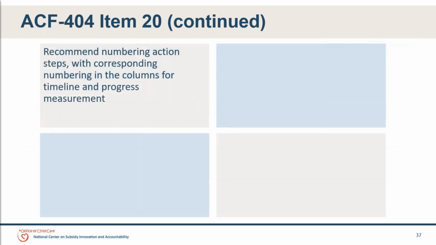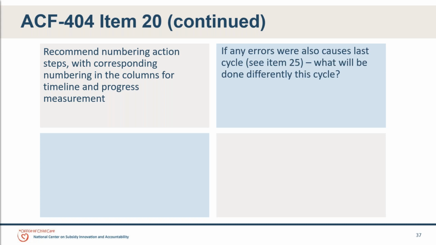A few more pointers on this item. If you have an error cause with more than one action step, we recommend that you number those action steps and then have corresponding numbering in the subsequent columns for timeline and progress measurement. That just makes it very clean and easy to follow. If you have any error causes this cycle that were also error causes last cycle, we want you to specifically address what's going to be done differently this time around.